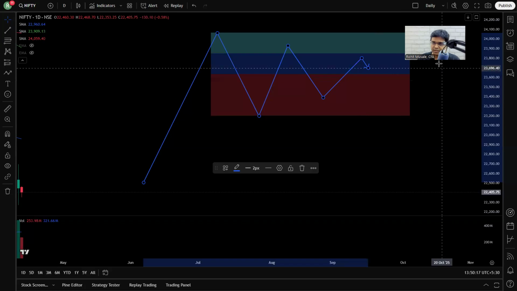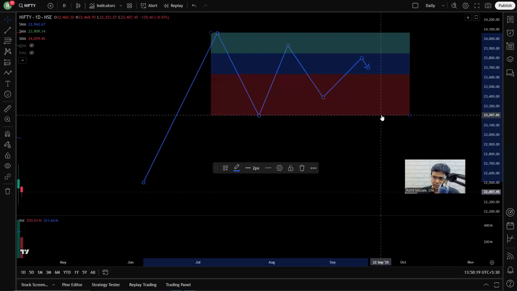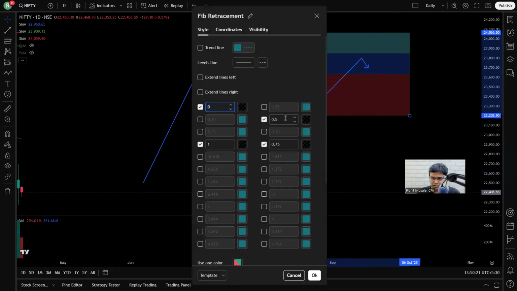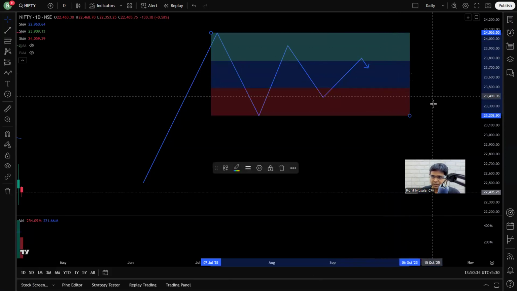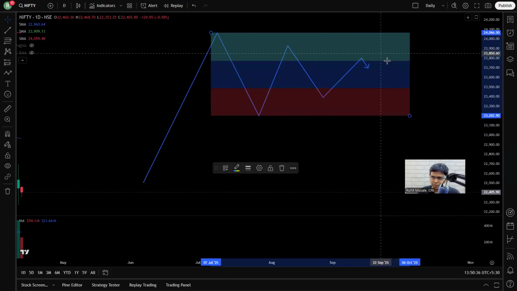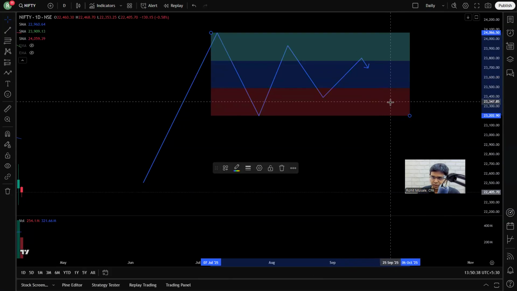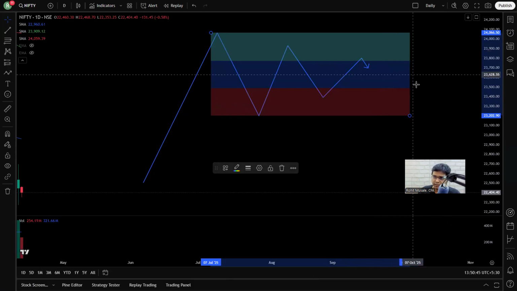Mark Minervini has divided the base into 3 parts. So let me change the settings for this. Instead of half, he has divided it into 0.33 and 0.66. Okay. Have a look at this. Now the base has been divided into 3 equal parts approximately. Can you see green, blue, red? Approximately equal parts at 33%, 33%, 33%. Okay.